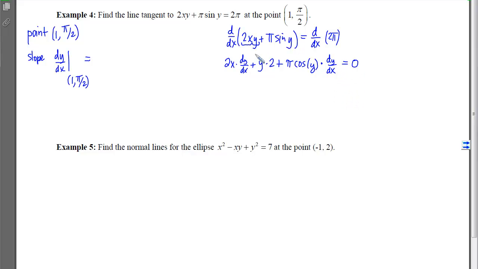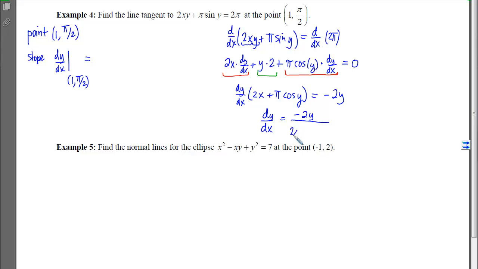My goal is to isolate dy dx. It shows up twice, and I have a term without dy dx over on the same side. So what I'm going to do is collect these two and factor so that dy dx is written only one time and can be isolated. And then I'll move the non-dy dx term, this 2y, to the other side. Now that dy dx is written once, I can isolate it and get dy dx equals negative 2y over all of this, 2x plus pi cosine y.